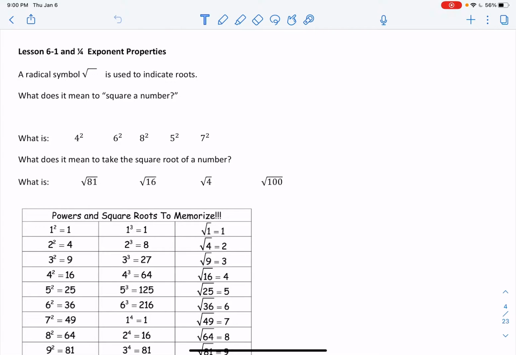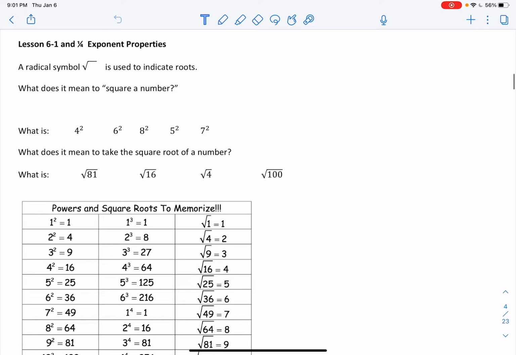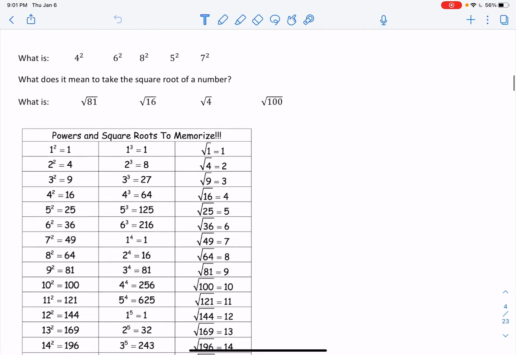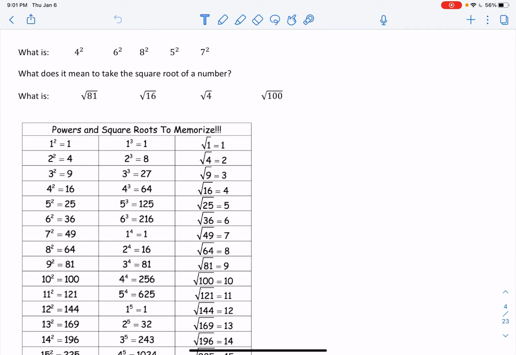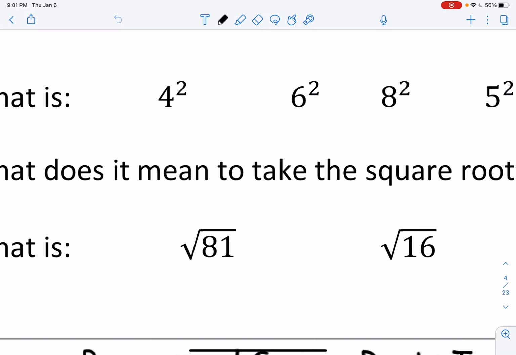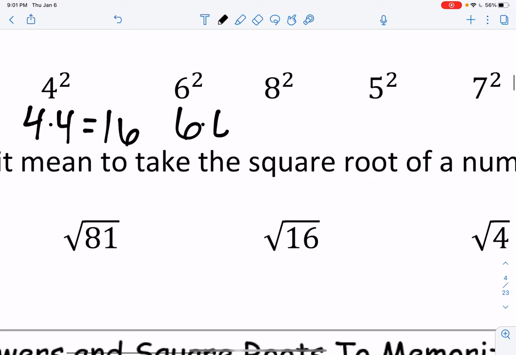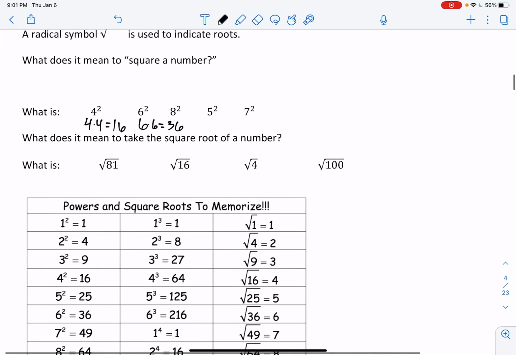Hey guys, for the next lesson in 6.1, we're going to be talking about more exponent properties, specifically the powers of products property for exponents. I just want to introduce this idea about the radical, but we'll go into that more when we get to more properties. Just remember, 4 squared simply means 4 times 4, 16. 6 squared means 6 times 6, which is 36, etc.